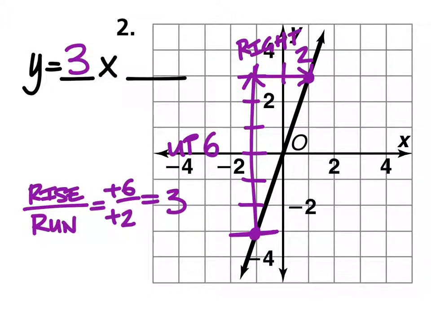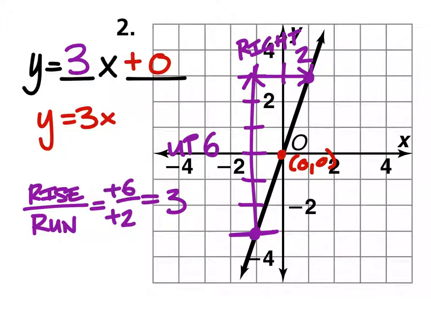The next thing we need on this one is the y-intercept, which is at the origin, 0, 0. And you could put +0 if you want. Some of you guys would just write y equals 3x, and that would work also. So either one of these would work as the equation for this graph.